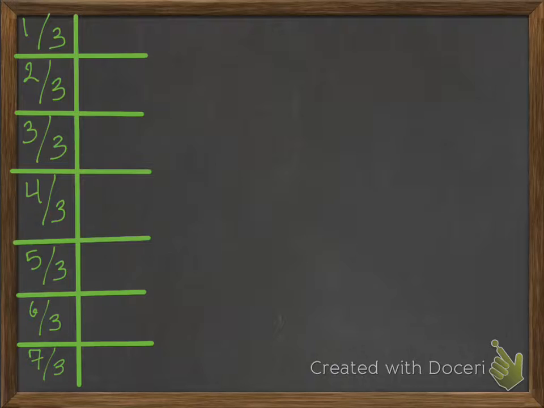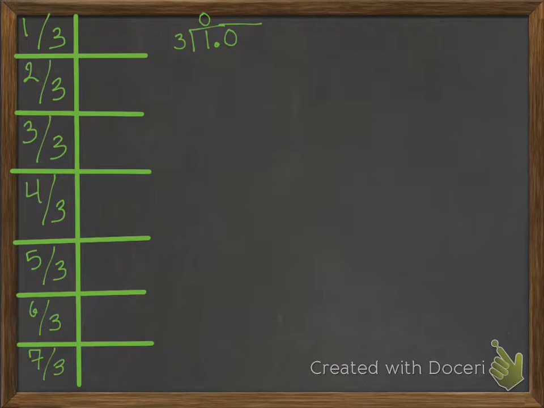So let's work on this. You have a table of fraction values on the left-hand column: 1 over 3, 2 over 3, 3 over 3, 4 over 3, 5 over 3, 6 over 3, and 7 over 3. And the right-hand column is blank. We're going to fill in the decimal values. So if you have 1 over 3, let's start there. That means 1 divided by 3.